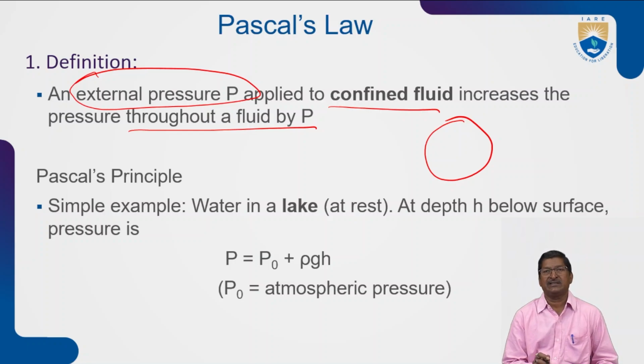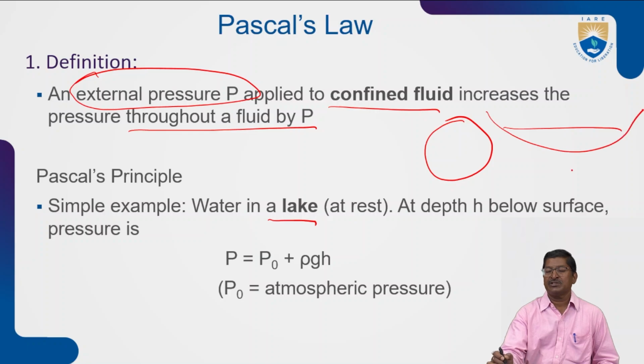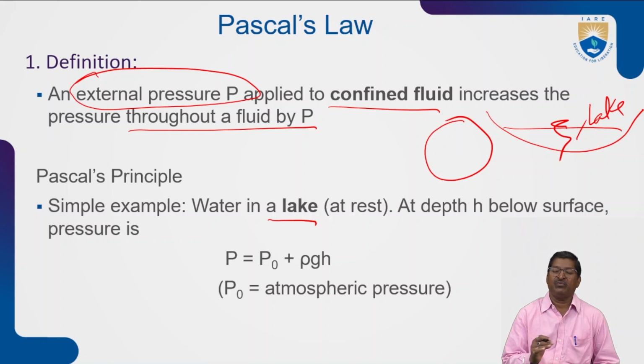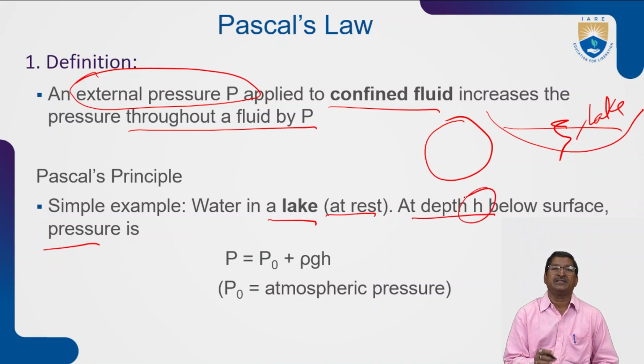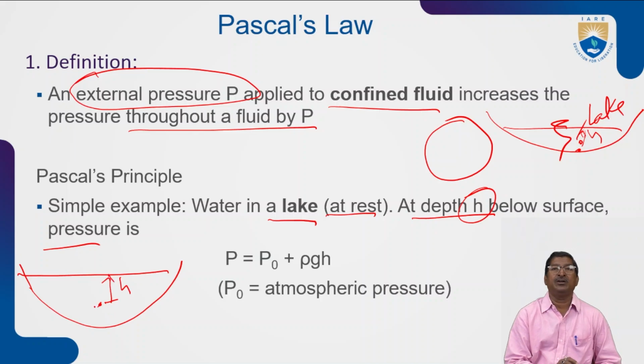If you take the principle of Pascal, take a lake. A lake means there will be water. So this is a lake, at rest. Normally in rivers the water will flow, whereas in a lake, water is at rest, in a stagnant condition. If you want to know the pressure at a depth of H, maybe at the bottom or at the middle of the lake, at any depth H. If the lake is like this, and you take any point, this point's height is H with respect to the top surface. Then what will be the pressure at that point at a certain depth from the top surface of the fluid?